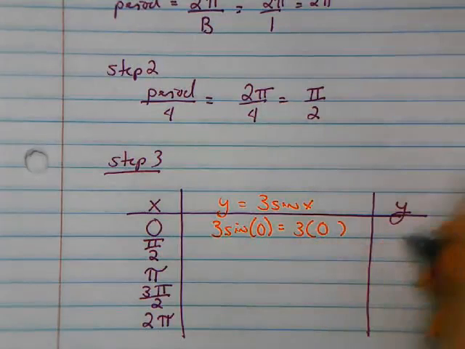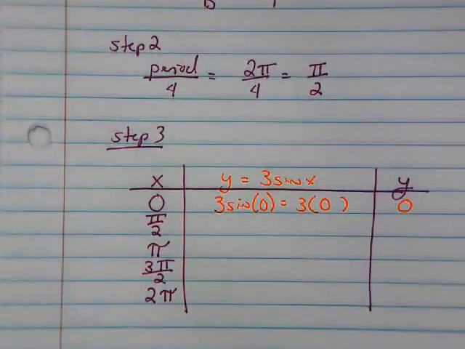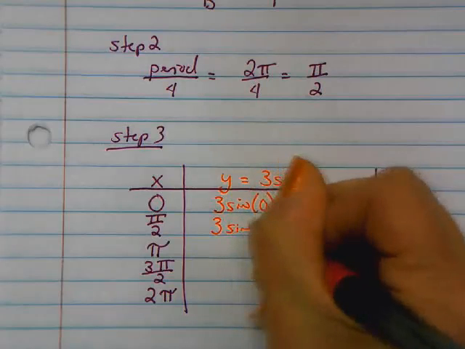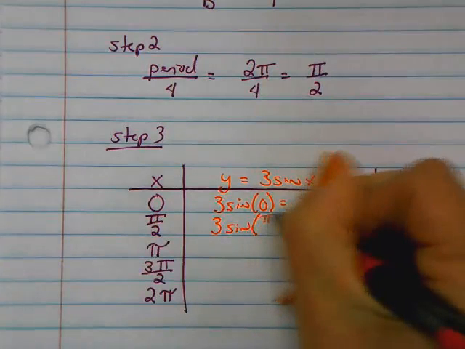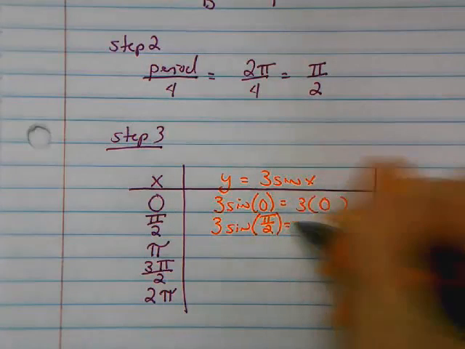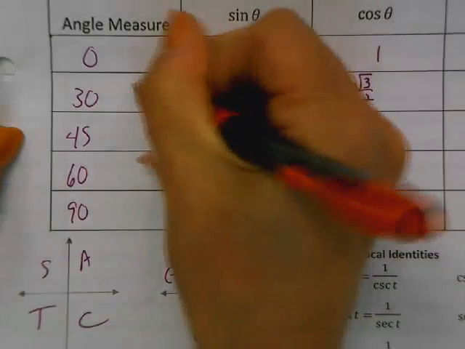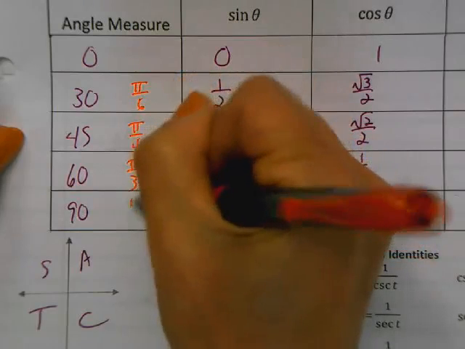Alright, let's keep going. 3 times the sine of, this time my input is pi over 2. Okay, go back to your chart. The sine of pi over 2, remember this is pi over 6, pi over 4, pi over 3, pi over 2. So the sine of pi over 2 is 1. So 3 times 1 is 3.